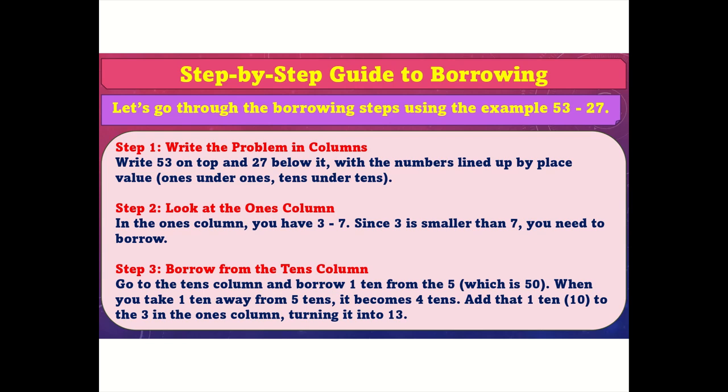Step 2. Look at the ones column. In the ones column, you have 3 minus 7. Since 3 is smaller than 7, you need to borrow. Step 3. Borrow from the tens column.